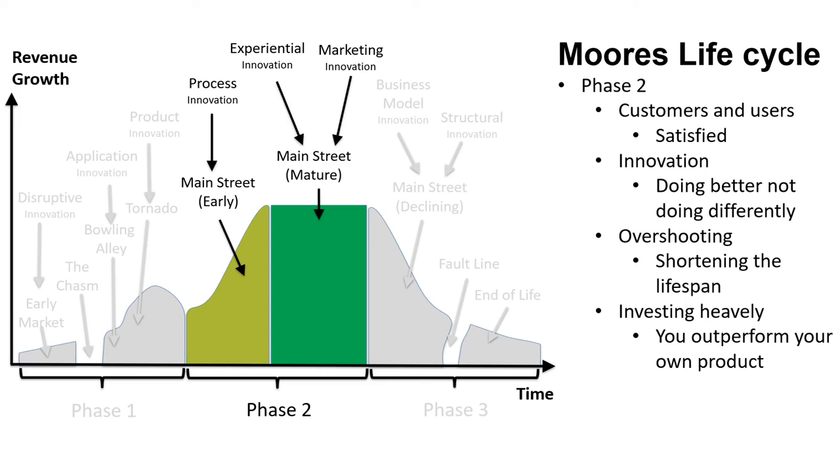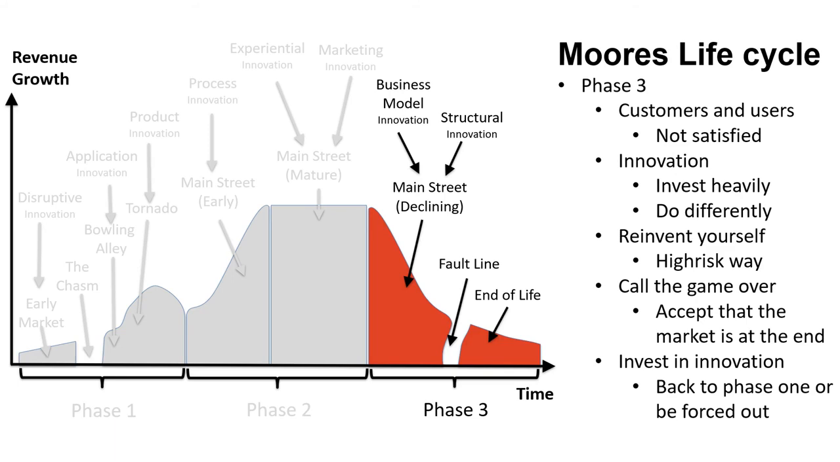Overshooting has the effect of accelerating the commoditization of the product, thereby shortening the product's lifespan in the phase where the revenue growth in the market is highest. In other words, by investing heavily in innovation in this phase, you outperform your product before it is needed.